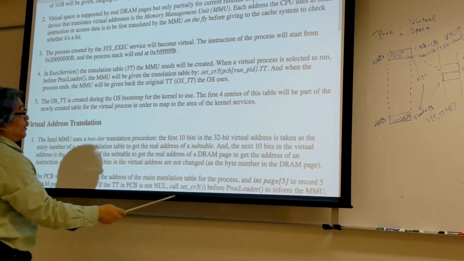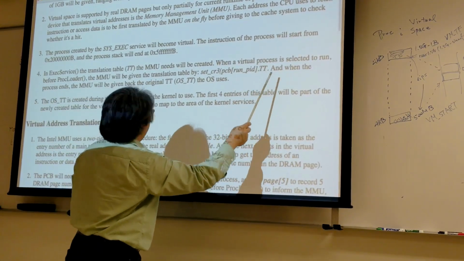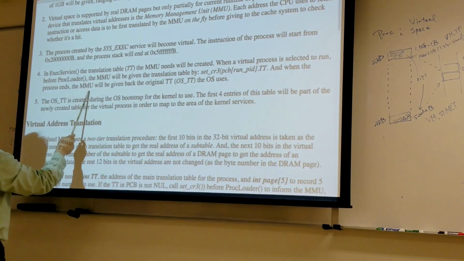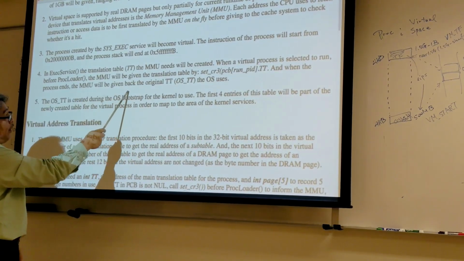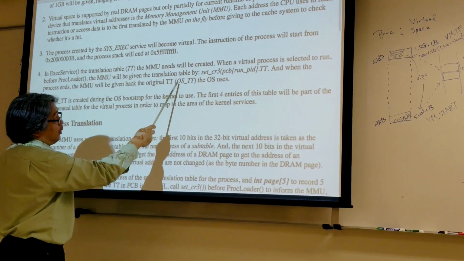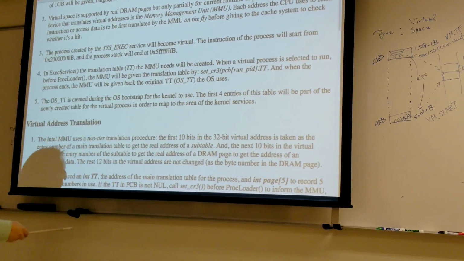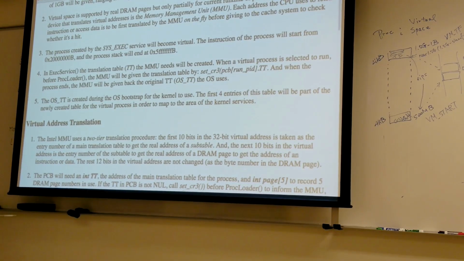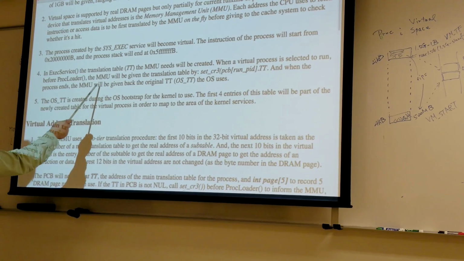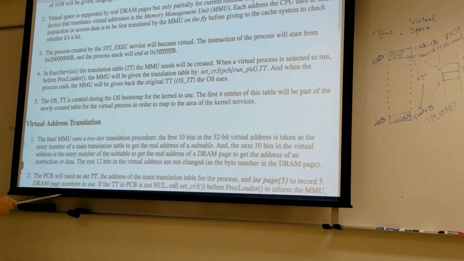Okay, I missed a parenthesis. And when the process ends, the MAU will return the original translation table to the OS translation table that the OS uses at the beginning. Okay, so we're going to get that OS translation table in the kernel initialization for the kernel data, and then we're going to change it back. Okay, we're going to redirect the MAU to the new table for that process.